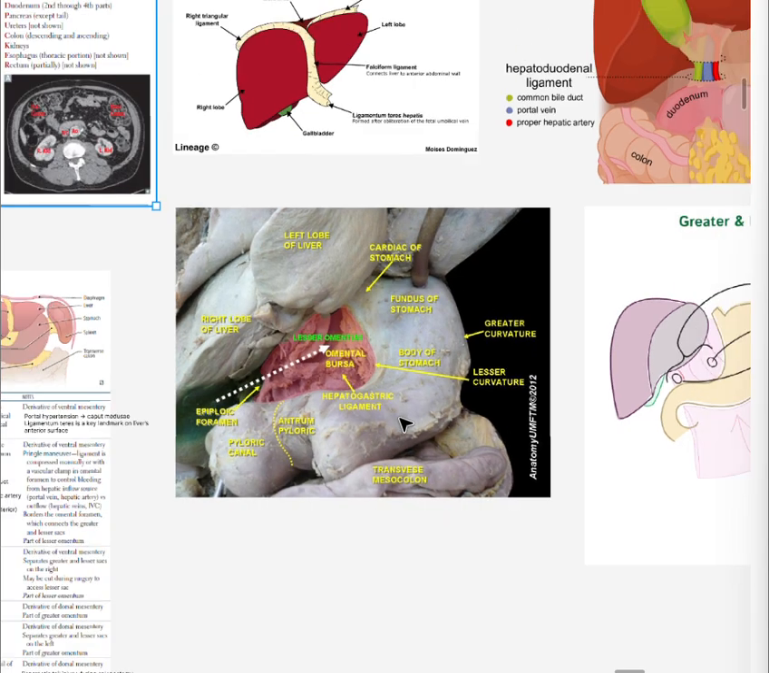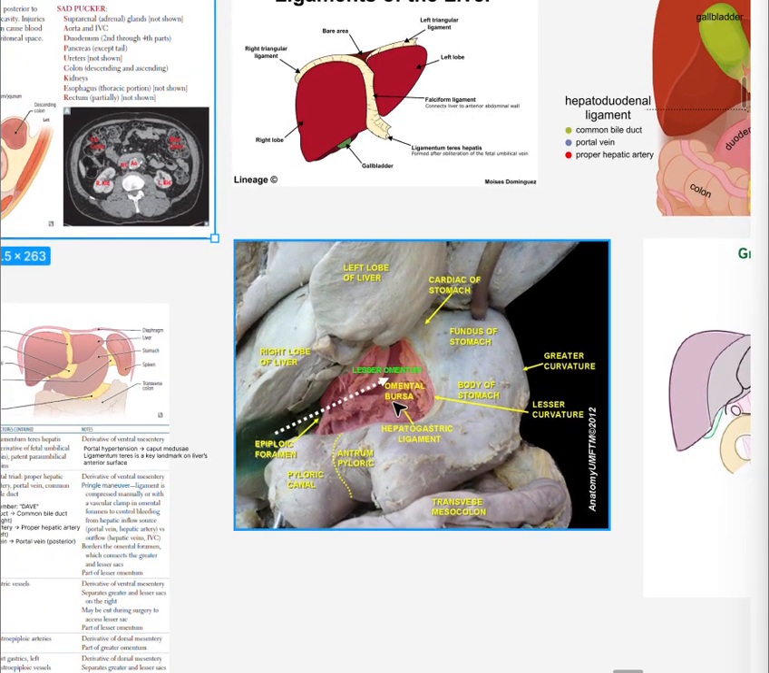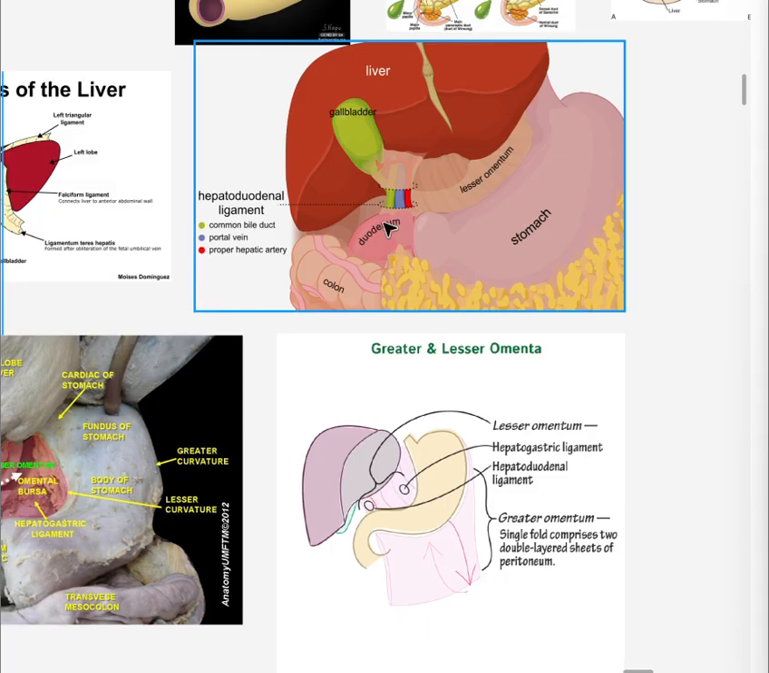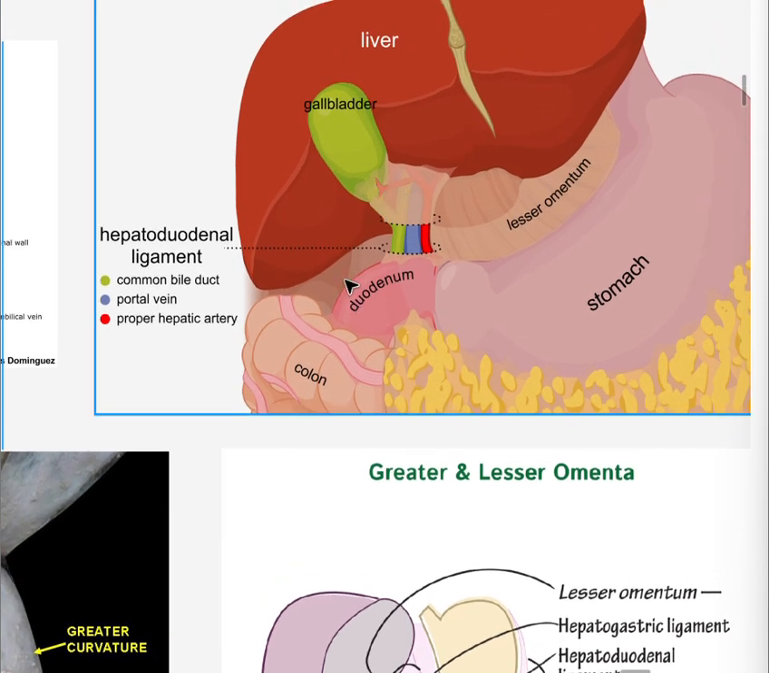Then we move on to the next ligament, which is basically the gastrosplenic ligament, right? Let me see if I can show that to you here. Okay, this is a good picture to show the hepatoduodenal ligament. Remember, it had the portal triad: the common bile duct, the portal vein, and proper hepatic artery, and we were doing the Pringle maneuver here in the hepatoduodenal ligament.